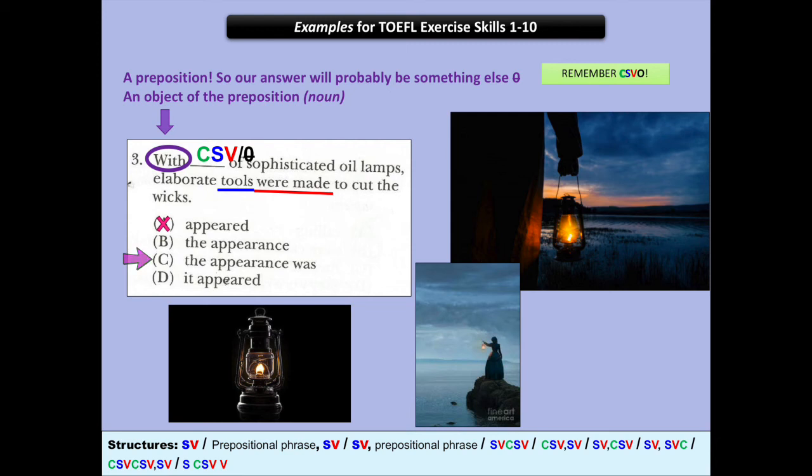Cat has a subject and verb but no connector. Dog also has a subject and verb but no connector. And remember, we have a preposition here, so we want an object of a preposition. Boy, the appearance, is a noun. It will be our object of the preposition. So our answer is boy.